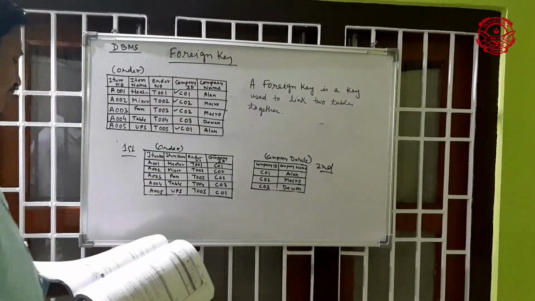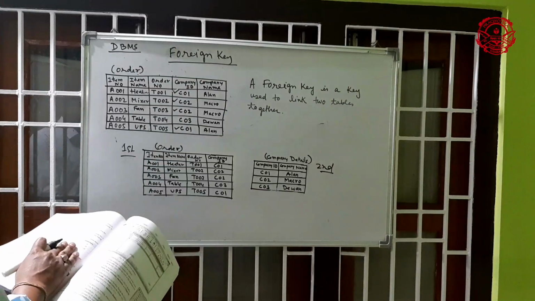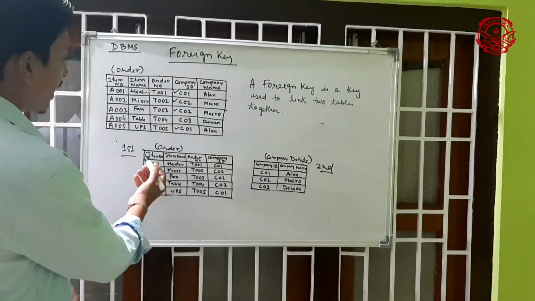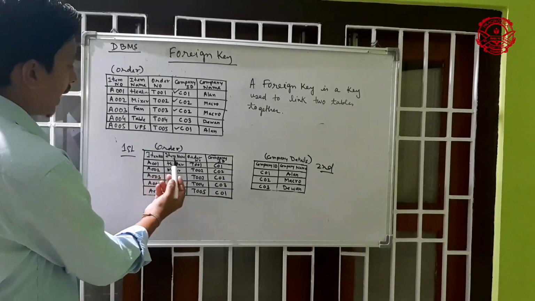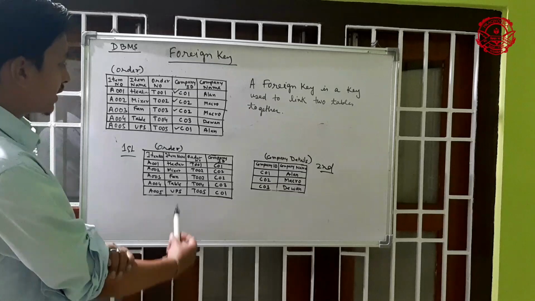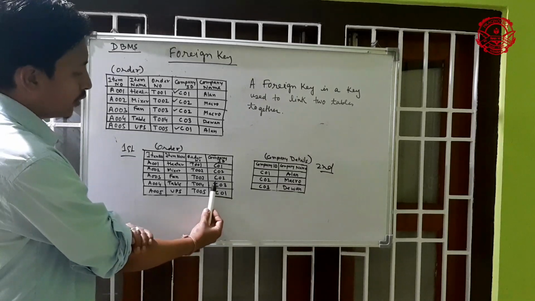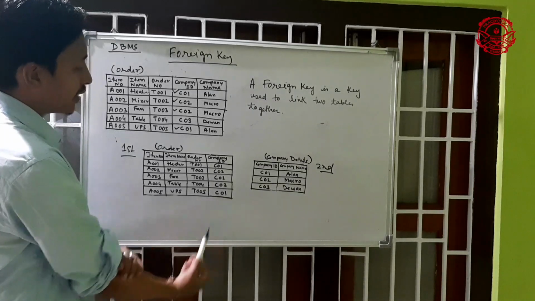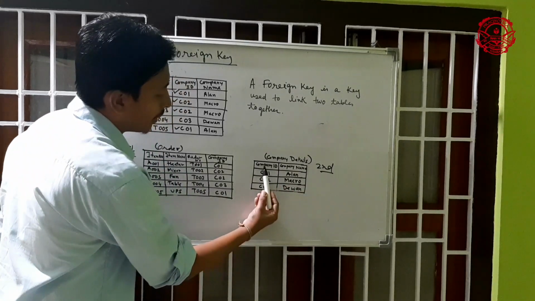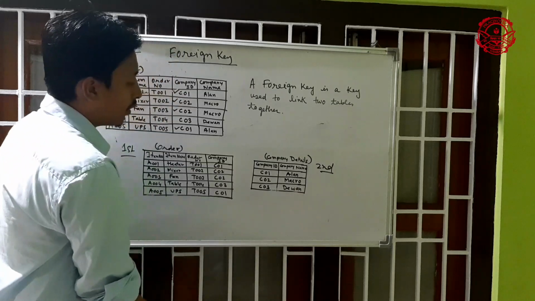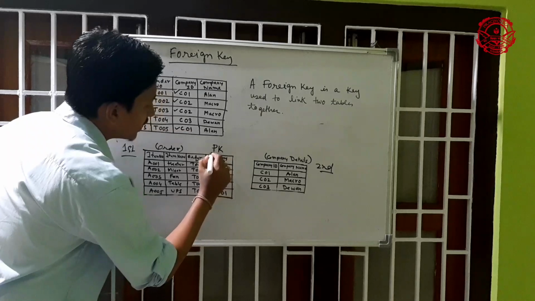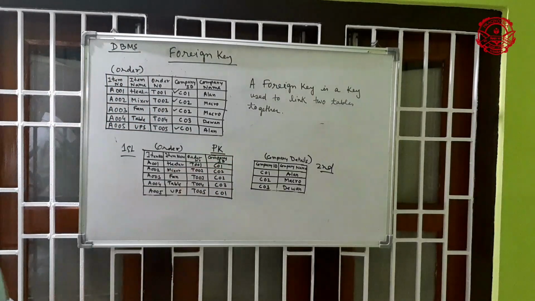Now see, in the order table there are 4 attributes: item number, item name, order number and company ID. You can see C01, C02, C03, C03 and C01; this is the company ID. Again, in the company details there are 2 attributes: company ID and company name. This table contains a primary key, and this is the primary key of this table.